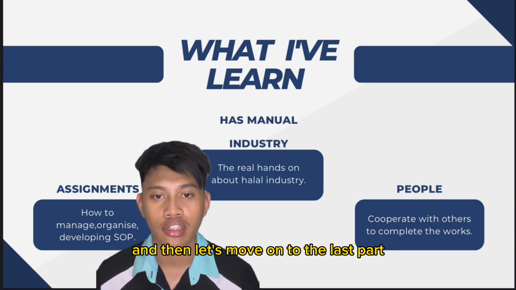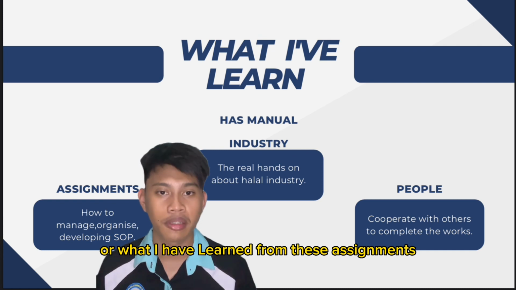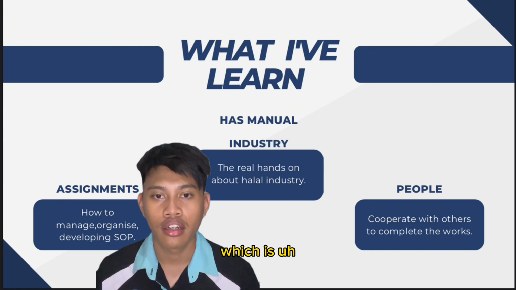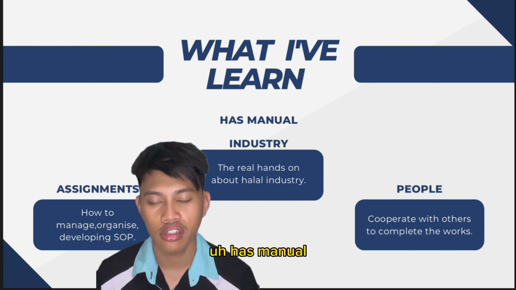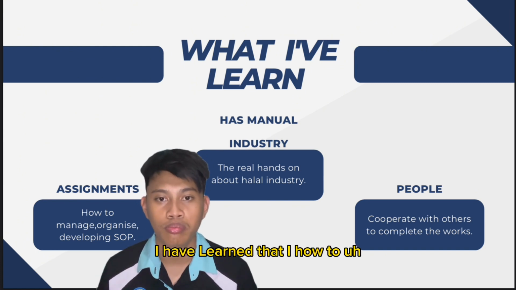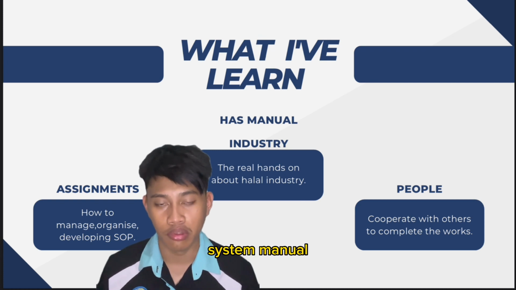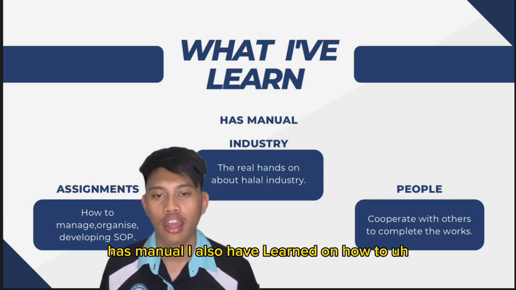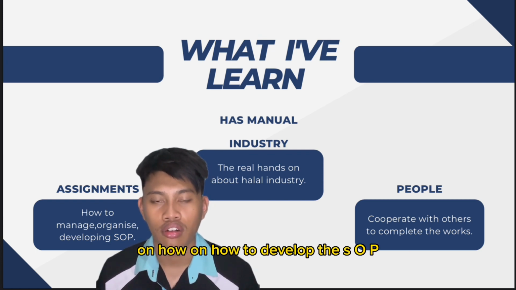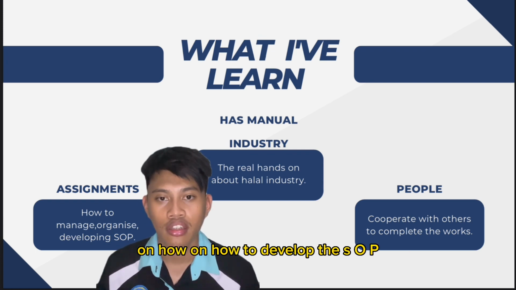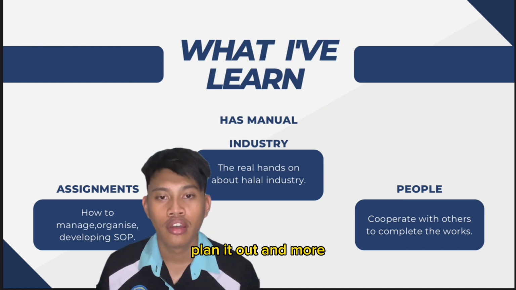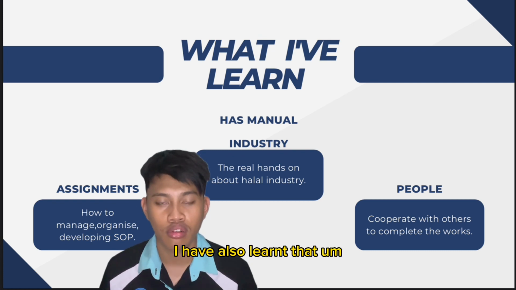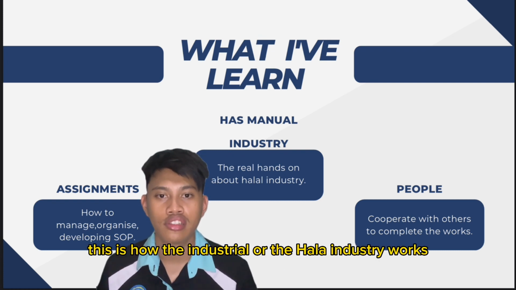And then let's move on to the last part, which is the outcomes, or what I have learned from this assignment. The important thing I learned is the development of the HAS manual. I have learned how to develop a halal assurance system manual and how to manage the documents. In this HAS manual, I also learned how to develop the SOP, the records, the plan layout, and more, and how to manage everything from A to Z in a real way.